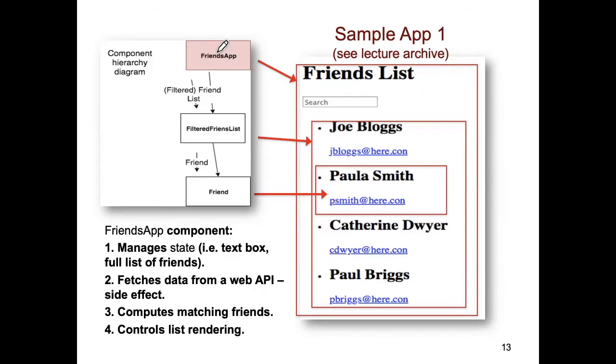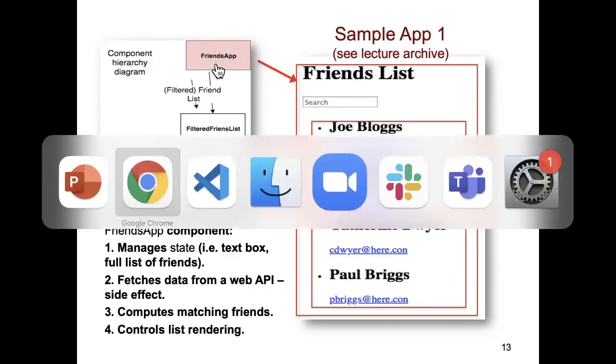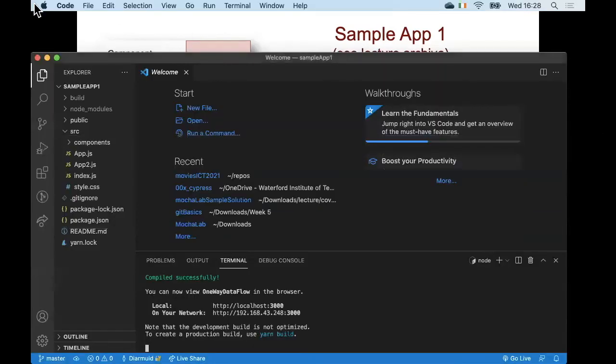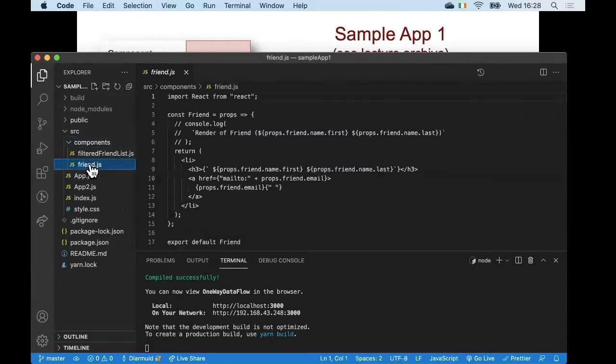Okay, so this is the only interesting component really. So maybe if we just quickly look at the code, I'll take it from the bottom up. I'll show you the less interesting components first. So here's the friend component.